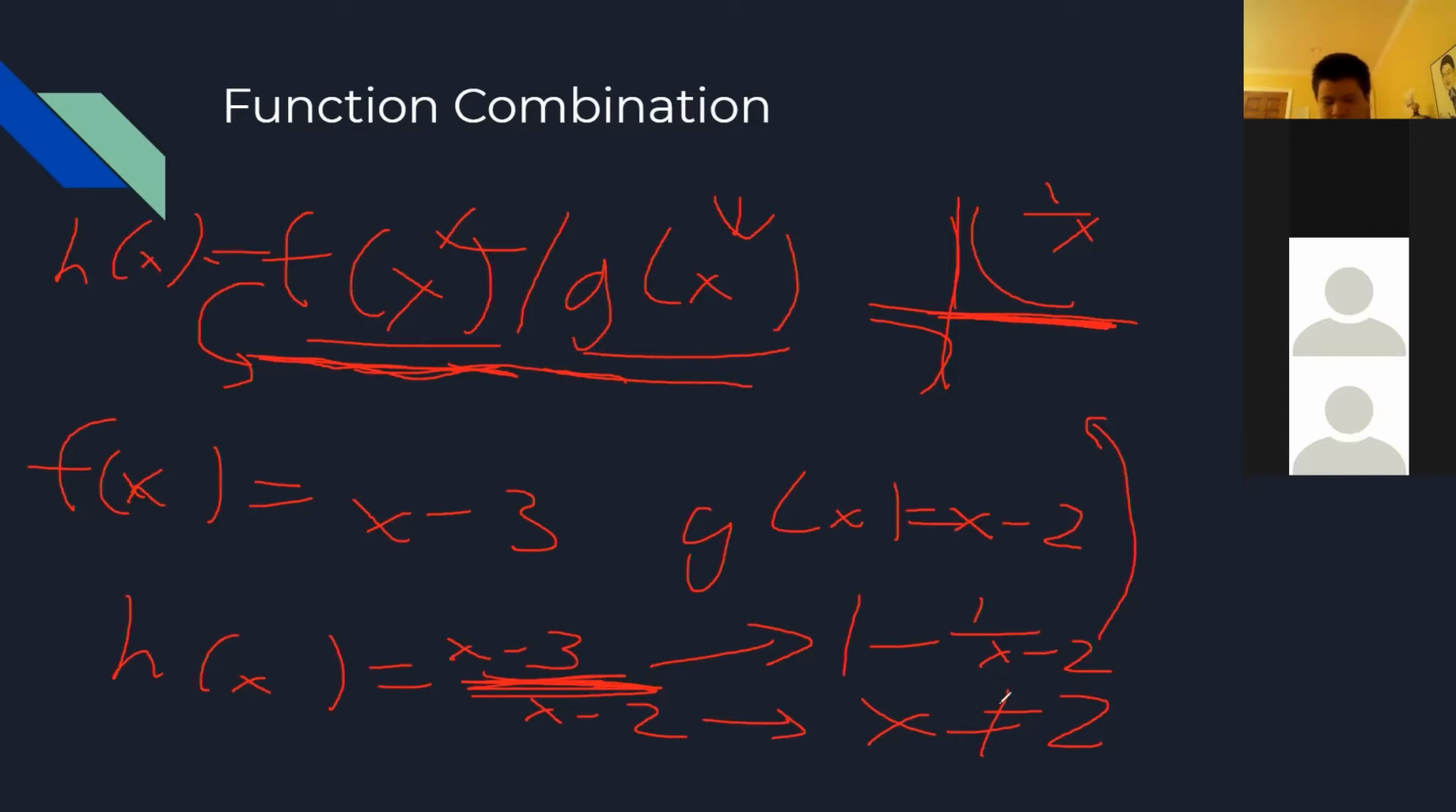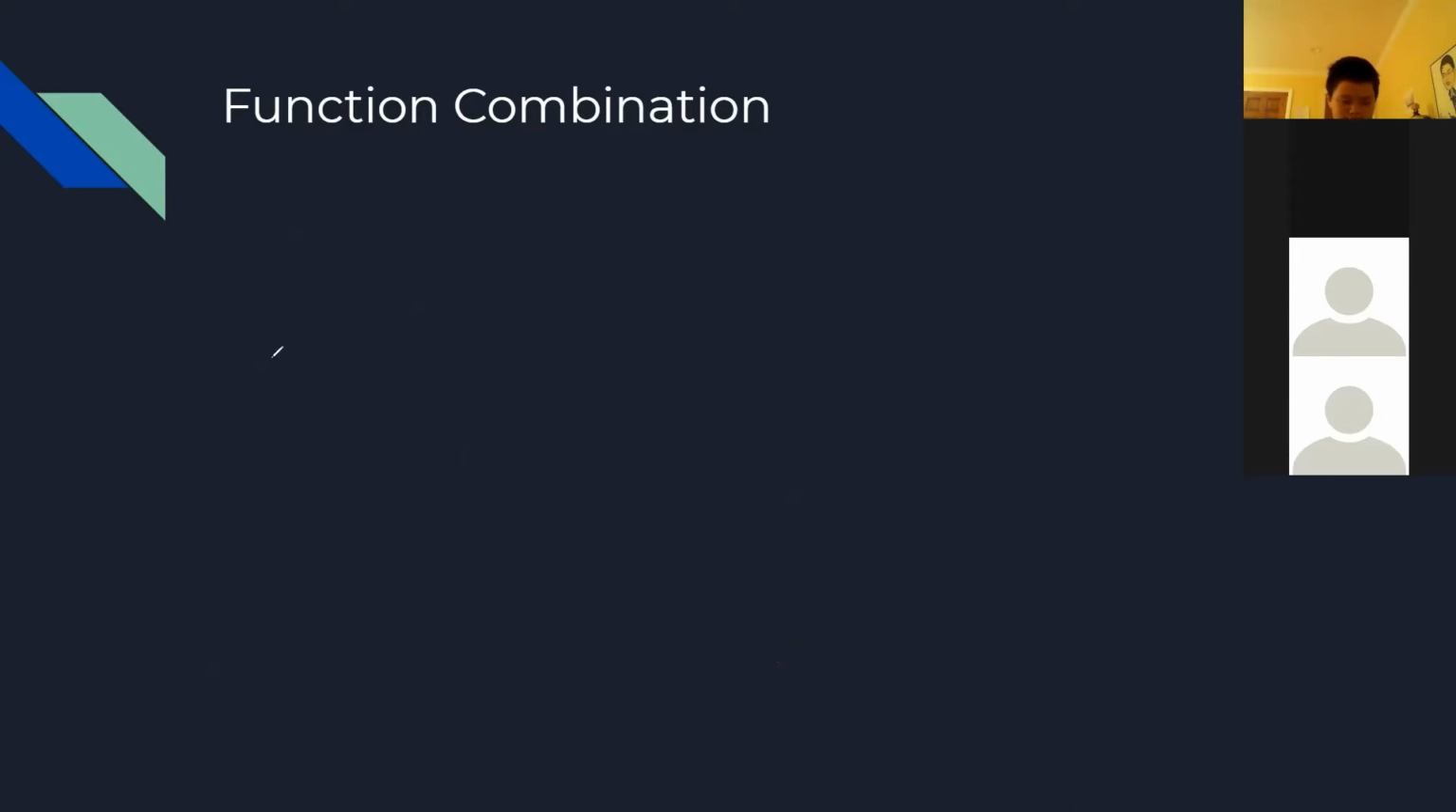In this case, this can't be 1 because 1 over x minus 2 can't be 0. Also, operations are not the only way we could combine functions.